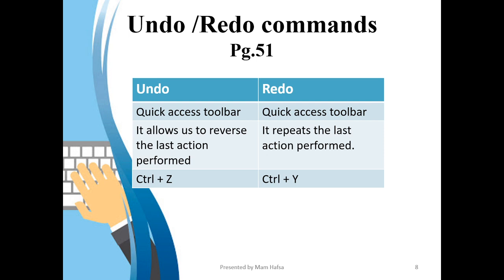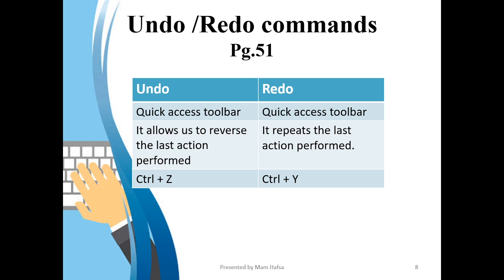Both these commands are available on the Quick Access toolbar. In Latin, un means not, whereas re means again. So here, undo allows us to reverse or go back to the last action that we performed, whereas redo repeats the last action performed by the user.